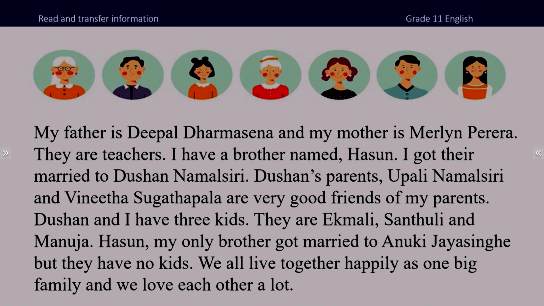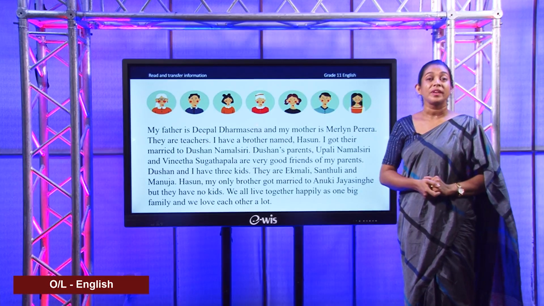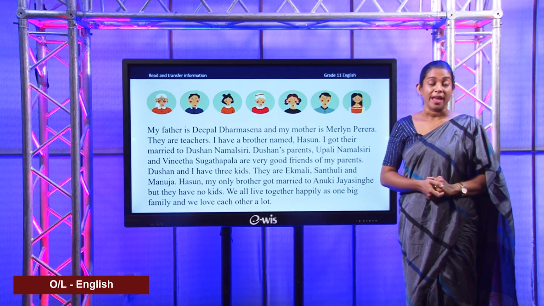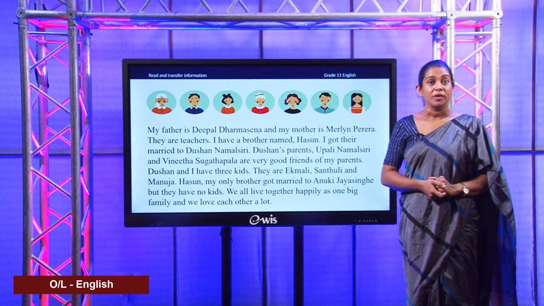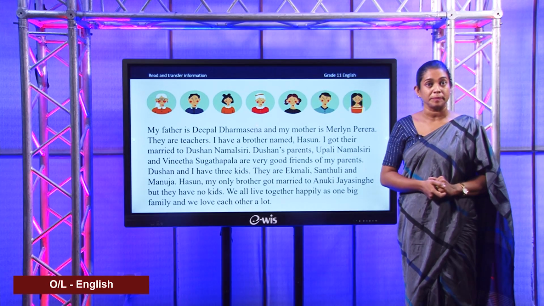Right. Read the paragraph again carefully and fill in the blanks. Write the names of the family members in the family tree. You'll get a few seconds for this activity.